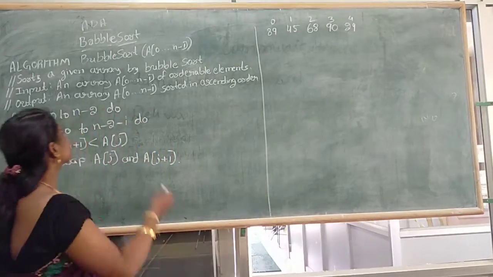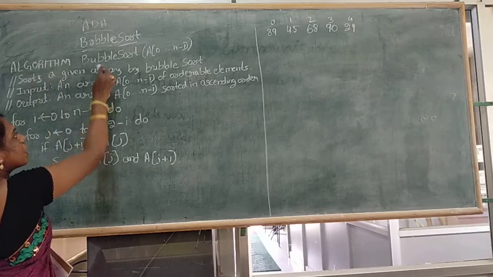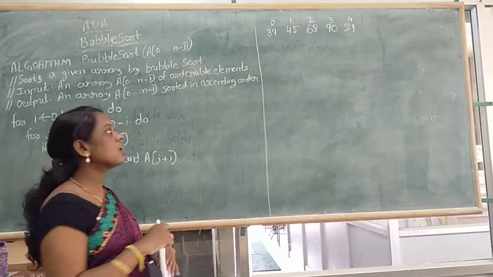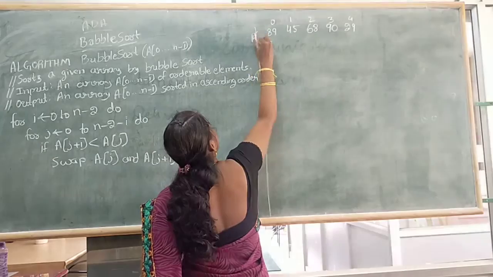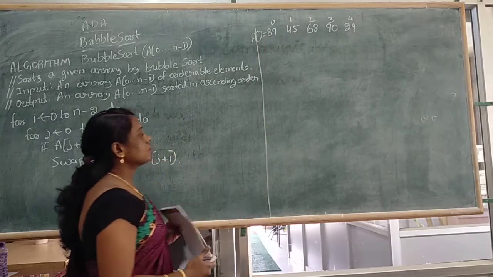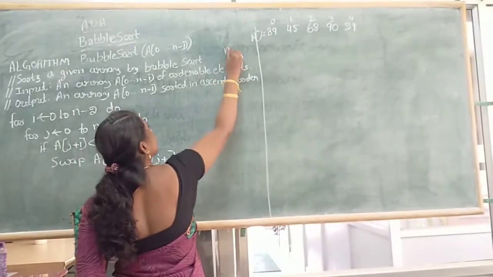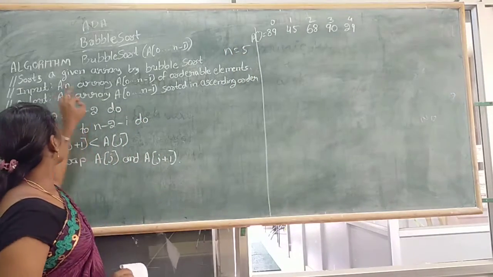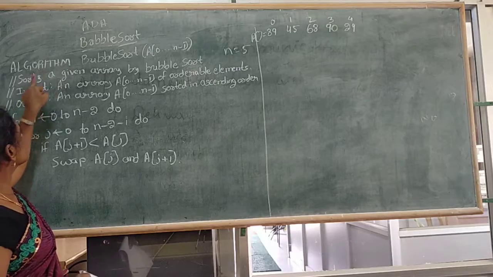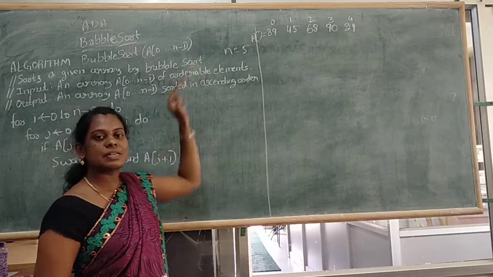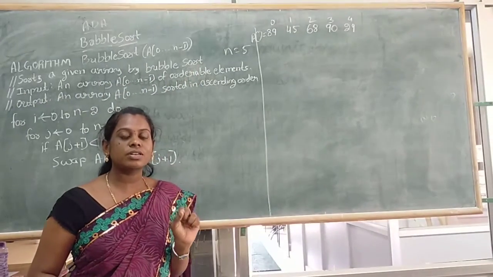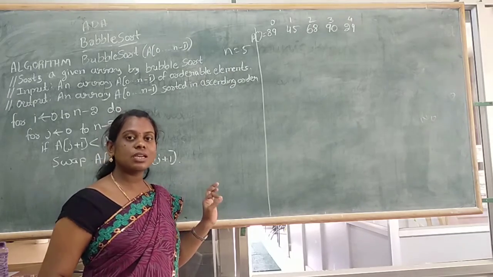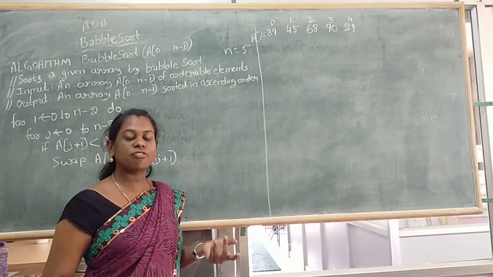For example, this is the algorithm. Algorithm name. What is the input? Array elements. For example, that is the array. So this is an array. Number of elements, how much? N is equal to 5. 5 elements are there in the array. What is the function? Sorts a given array by bubble sort. Means we are going to sort an array of numbers in ascending order by using bubble sort in the brute force technique.